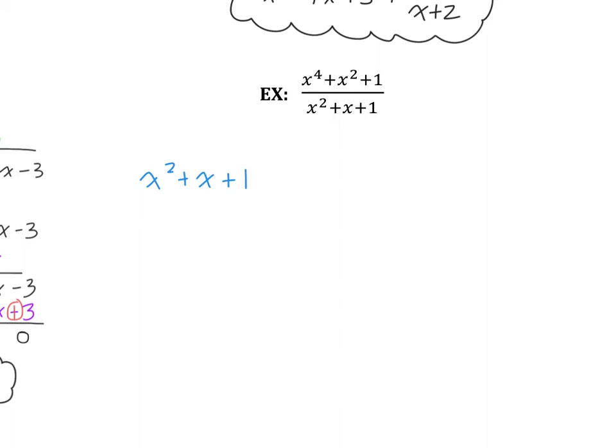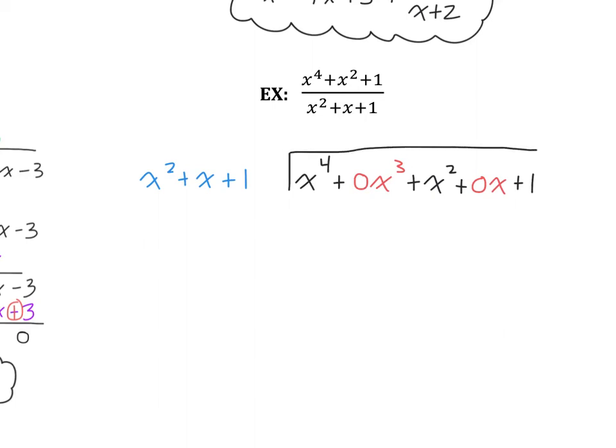So we're good there. Okay, underneath, we're going to have x to the 4th plus, we need a placeholder, 0x cubed. All right, so there's 0x cubed, but we need that placeholder so all of our terms line up nicely. Then we have plus x squared, but we need another placeholder for the 0x. And then finally we have the plus 1. So now we can carry out this operation. Very similarly to before, the only difference is now we're dividing by 3 terms.